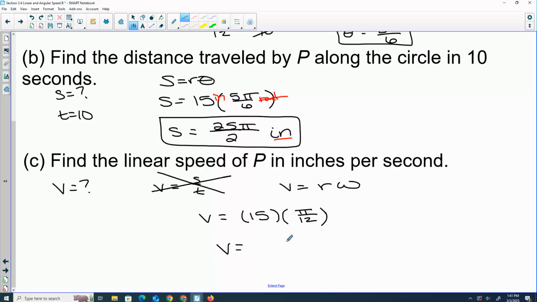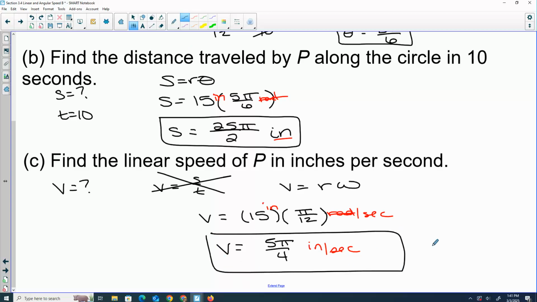So if you take 15 times pi over 12, we get 5 pi over 4. If you are struggling with the units, you could think, okay, 15 was in inches. This was radians per second. So when I multiply them, the radians goes away, so it's inches per second. Linear velocity is a linear distance, the inches, per time, so seconds.